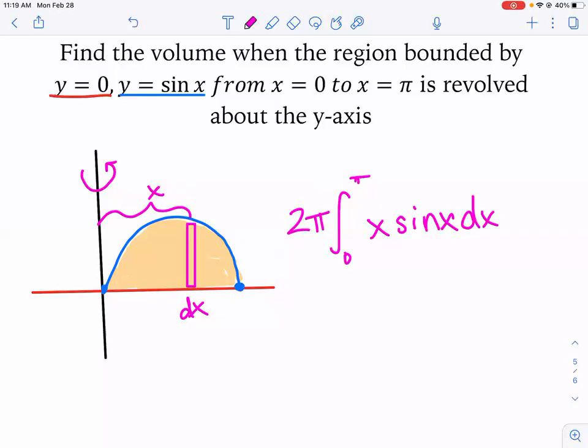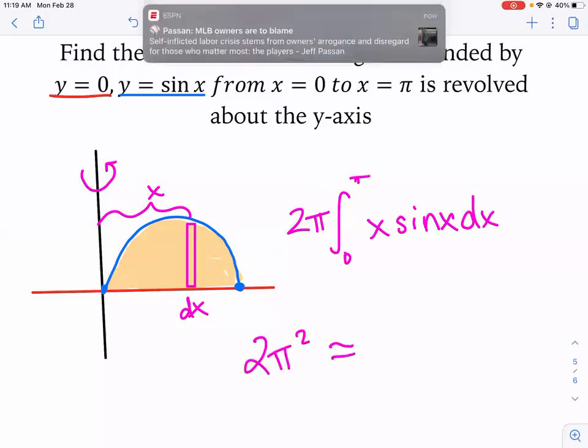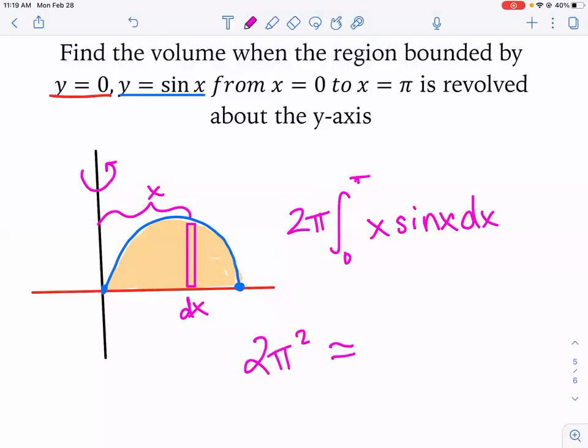Okay, yeah. 2 pi squared, which is approximately 19 point.